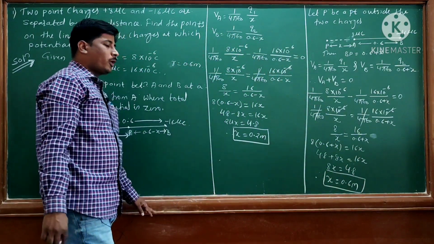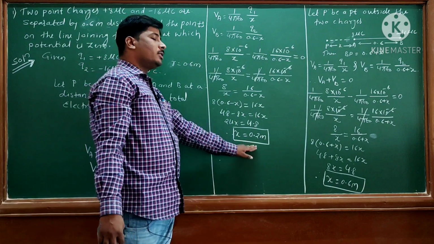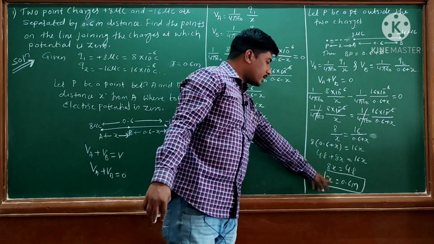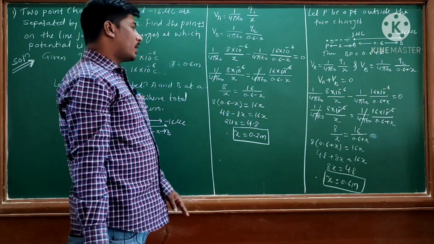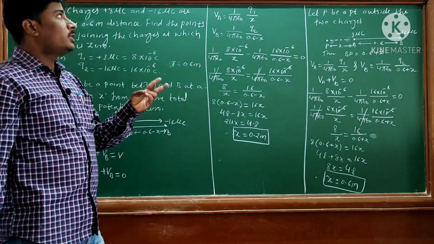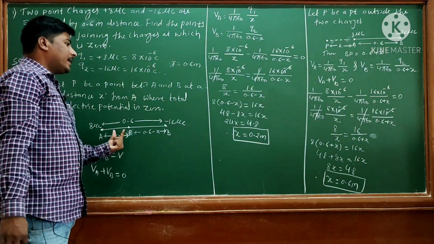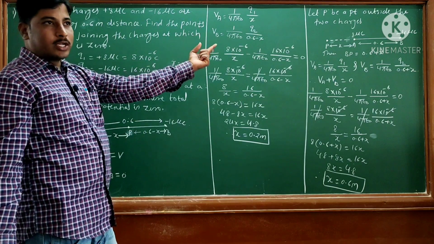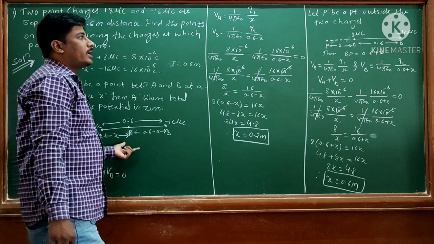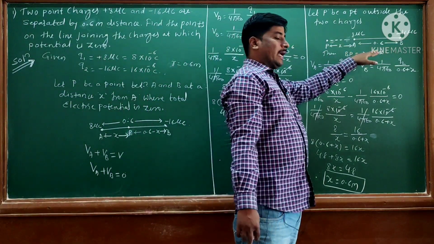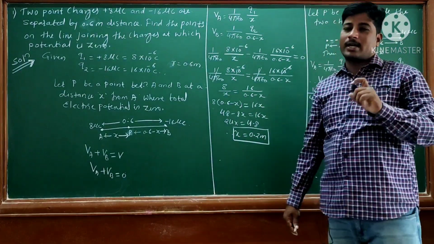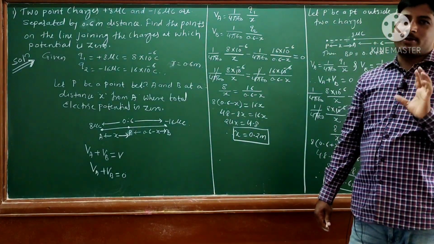These are the 2 points. At a distance x equal to 0.2 meter the electric potential is 0, and at a distance x equal to 0.6 meter the electric potential is 0. Both these points lie one inside and one outside. The first point lies inside the 2 charges and the second point lies outside the 2 charges. So these questions are asked in the examination for 5 marks.